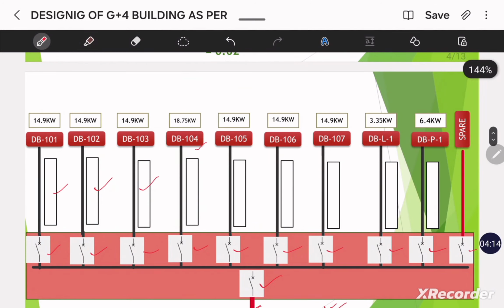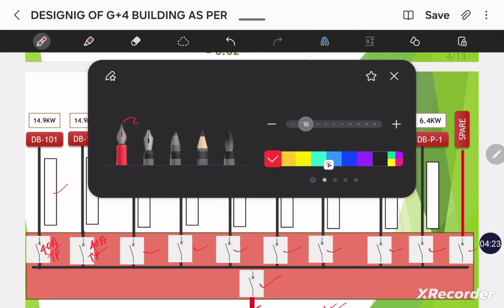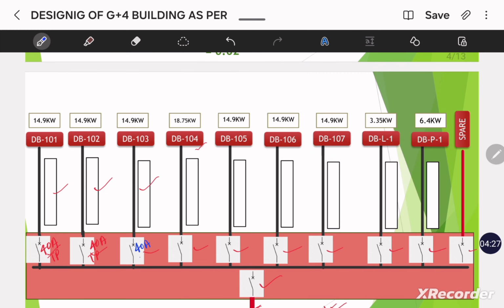So we will write here that the breaker size will be 40 ampere triple pole, for each of these DBs.